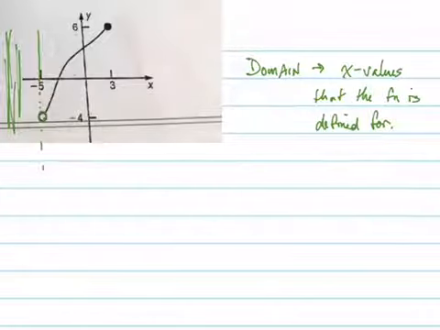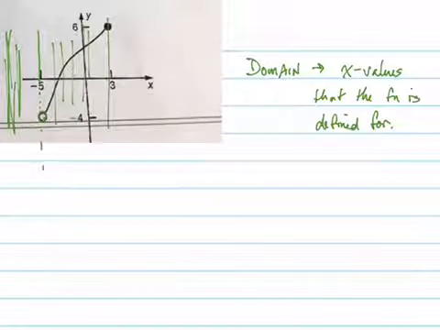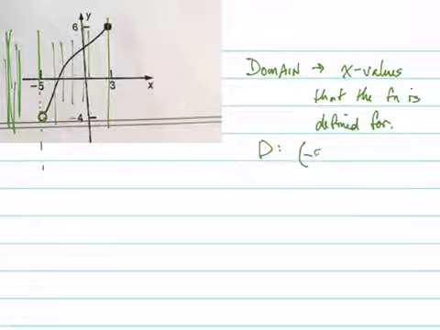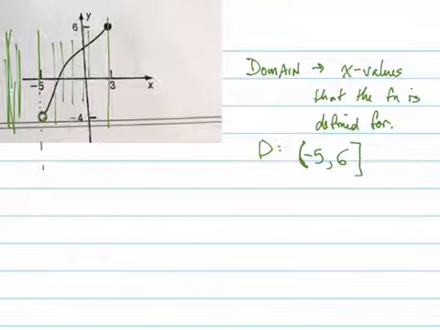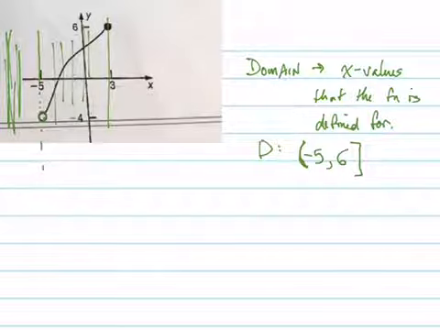But it's defined for -4.99999999998. In other words, it's defined for everything just to the right of -5 all the way up to +3 and including +3. So the domain is from -5, not including, so I put an open parenthesis there, to +3 including, so I put a bracket. So that's the domain.